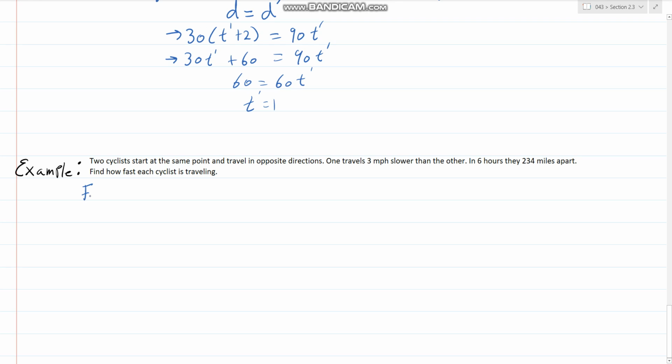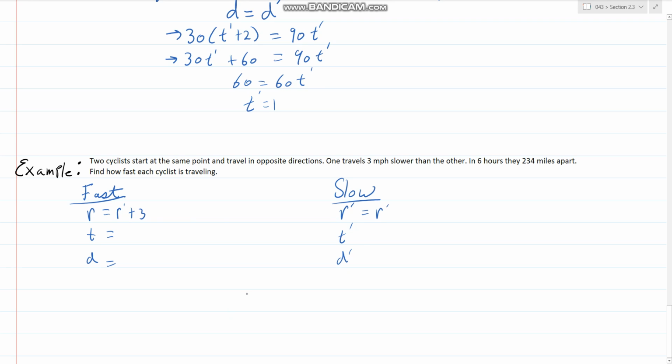So I'm going to break this up as a fast cyclist and a slow cyclist, and I think that should be easy enough for me to determine. So again, I'm going to use r prime, t prime, d prime there, and I should be able to determine it from there. So let's see what's going on with the fast cyclist. One travels 3 miles per hour slower, so I'm just going to say r prime plus 3.